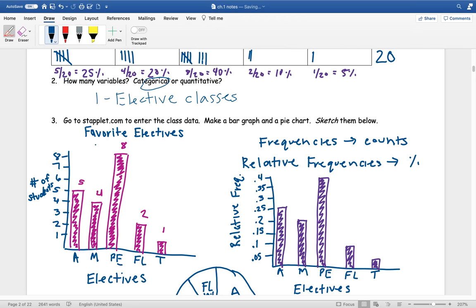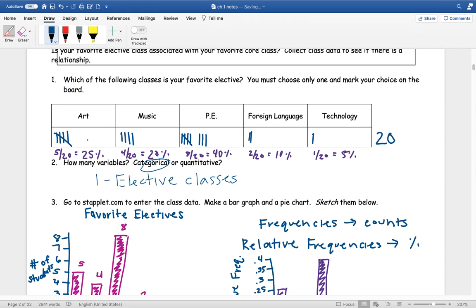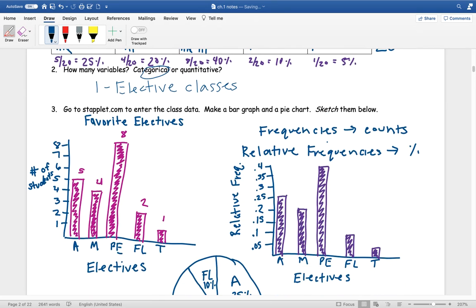So this first one here, first let's talk about frequencies and relative frequencies. Frequencies are just the counts. So if I'm talking about these counts, here I have 5, 4, 8, 2, and 1. If I am making a graph based off of those numbers here, then that is a frequency bar graph. And right here, you can put number of students or you could put frequencies. So the number of counts. Either way, it doesn't matter.